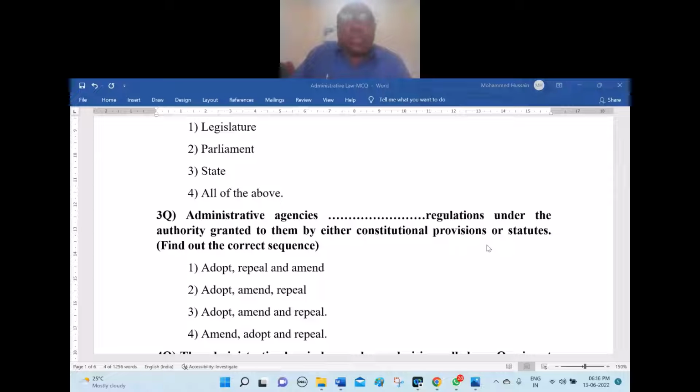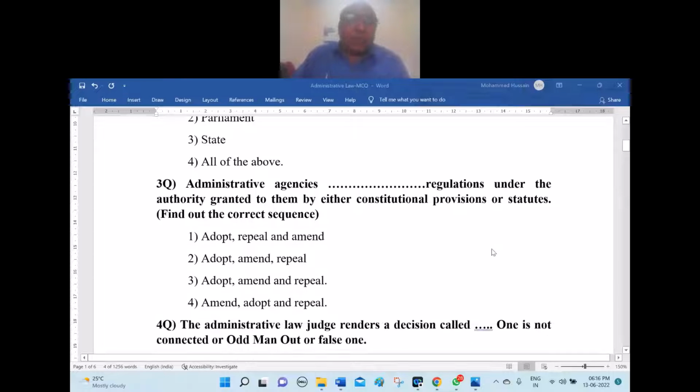Okay, third question. Administrative agencies dash regulations under the authority granted to them by either constitutional provisions or statutes. Find out the correct sequence. Number one, adopt, repeal, amend. Number two, adopt, amend, repeal. Number three, adopt, amend and repeal. Four, amend, adopt and repeal.